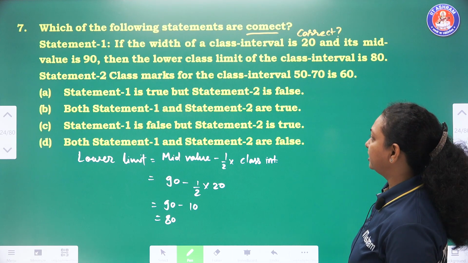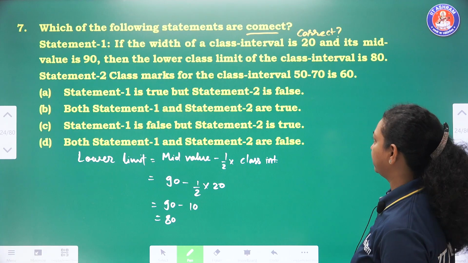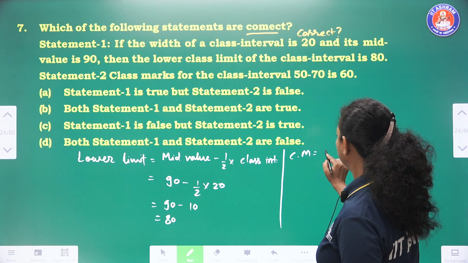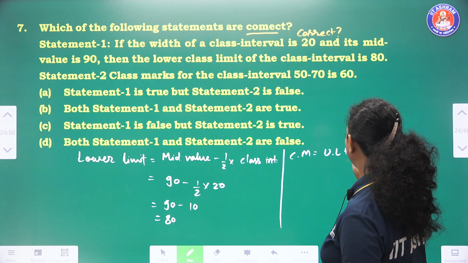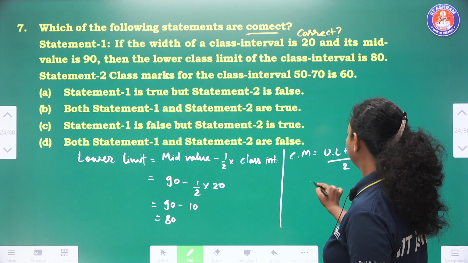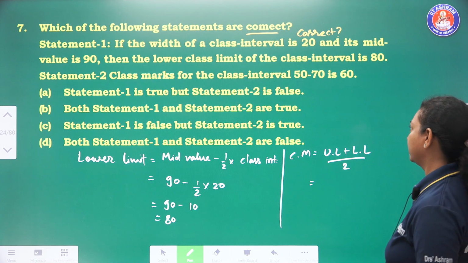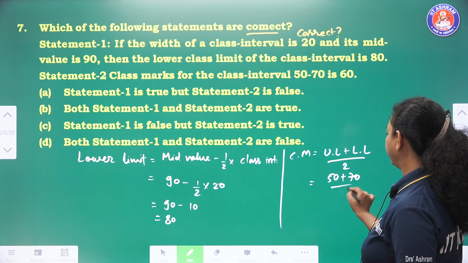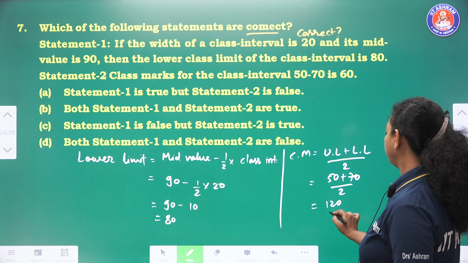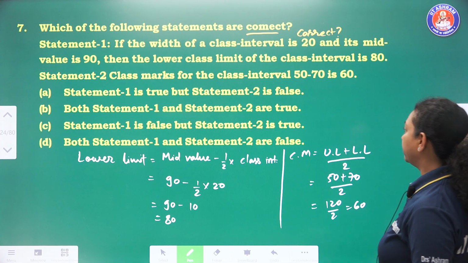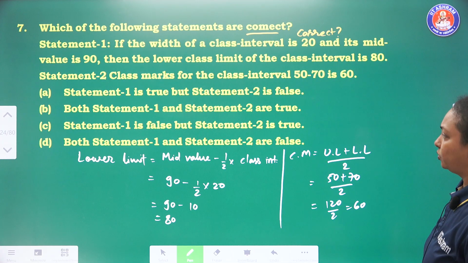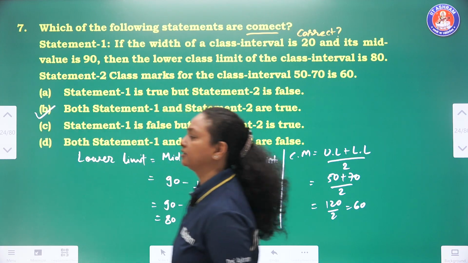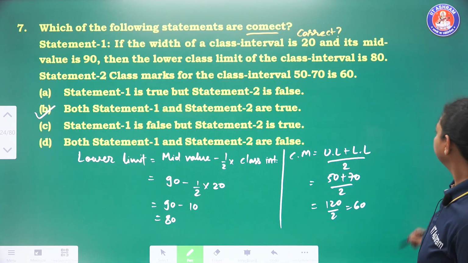The second statement is: the class mark for the class interval 50 to 70 is 60. How do we find the class mark? The class mark is equal to upper limit plus lower limit divided by 2. So it is 50 plus 70 divided by 2, 120 by 2, is equal to what? 60. It means that both statements 1 and 2 are correct. Right? So option B is the correct answer.